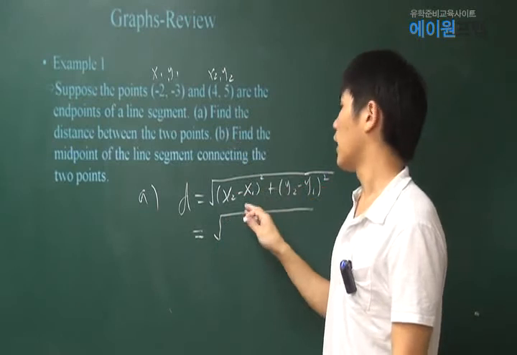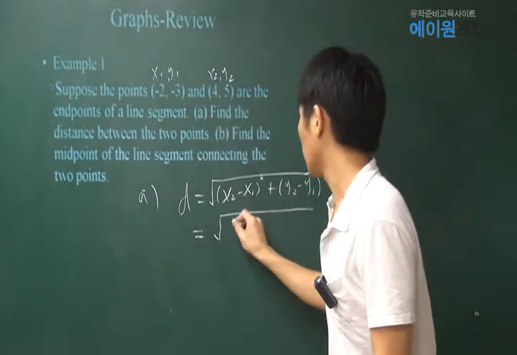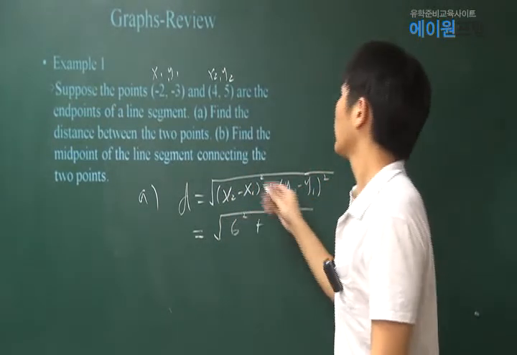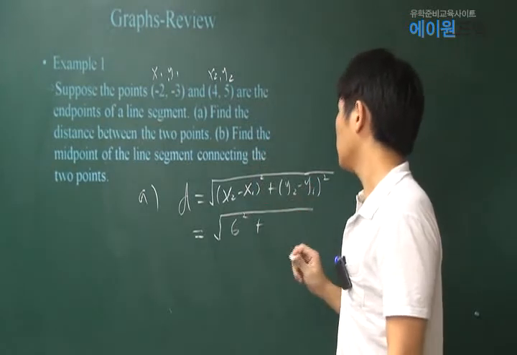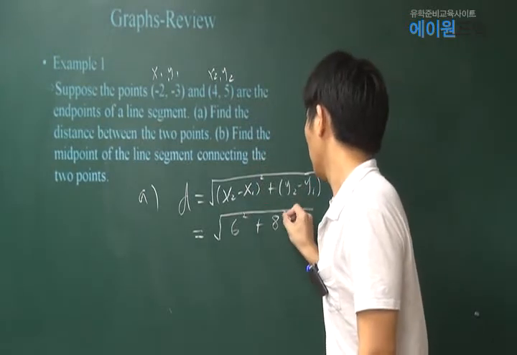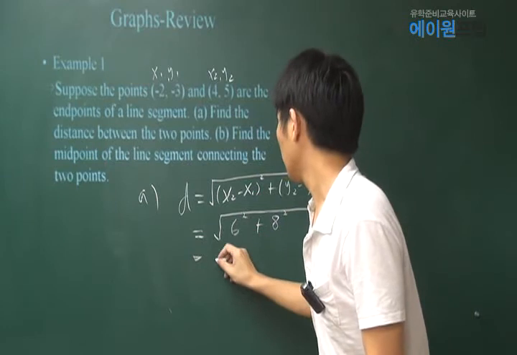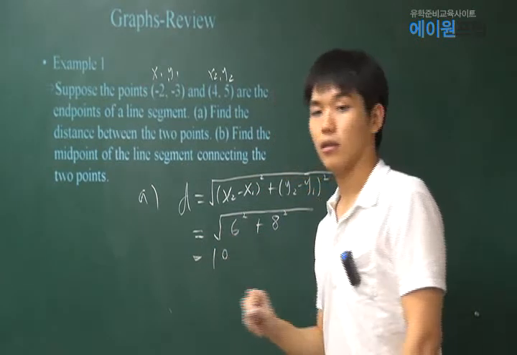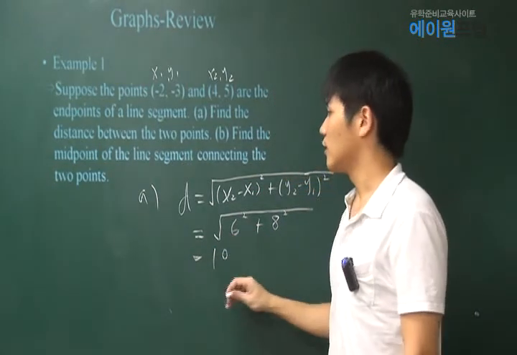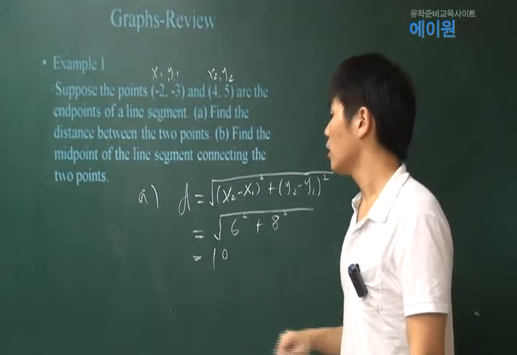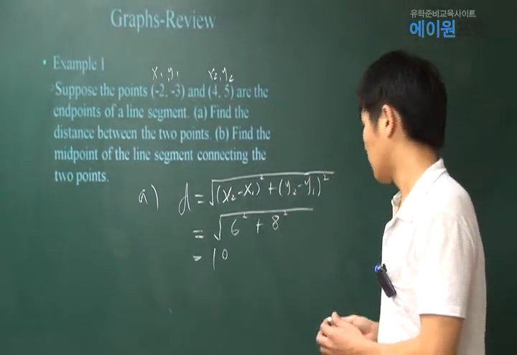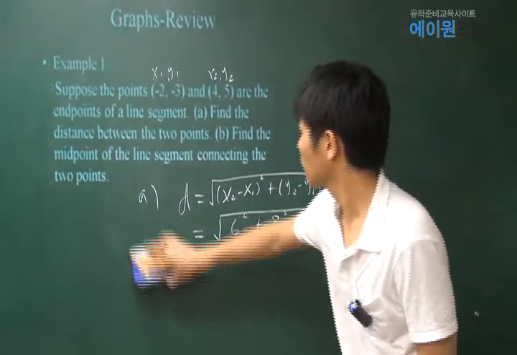So that's 4 minus -2, which is 6 squared, plus 5 minus -3, which is 8 squared, which gives us in fact 10. Okay? So that's the distance between these 2 points. Now, finding the midpoint of the segment.